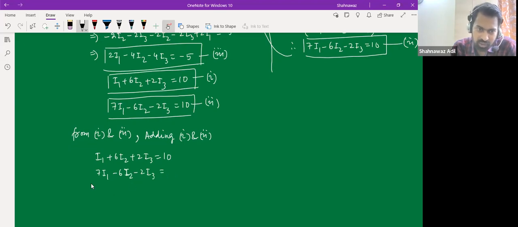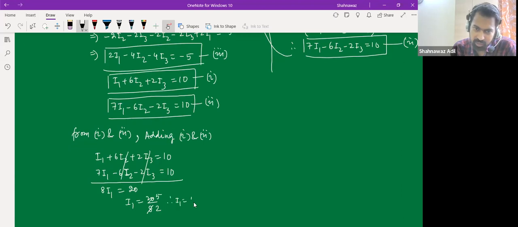This is 10. So if we add these two, right? So this would be minus, so the sign doesn't change. Let's keep the sign. So this is cancelling. This one is also cancelling. This is 8I1 and this is 20. So I1 would be 20 divided by 8, which is 5 by 2. So I1 is 5 by 2. Understood, guys?